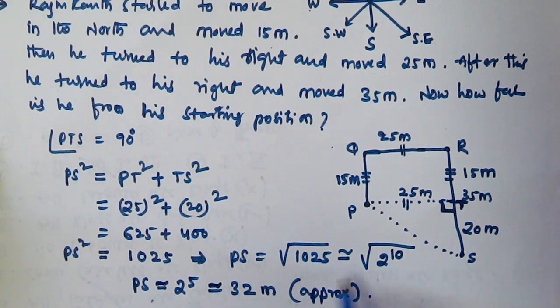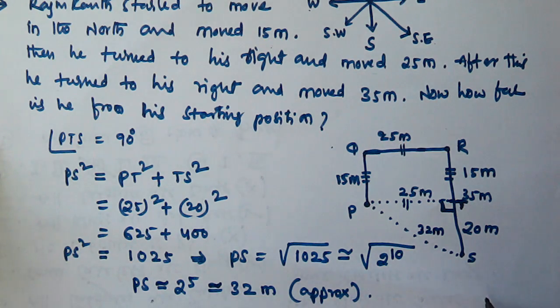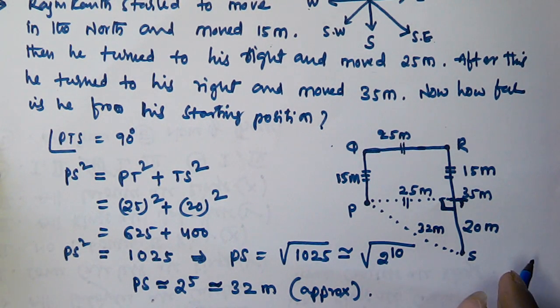So that means the distance he is from his starting position is 32 meters. He is actually 32 meters away from the starting point. I hope you got this one.